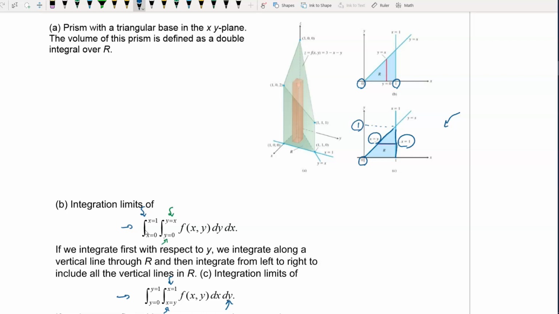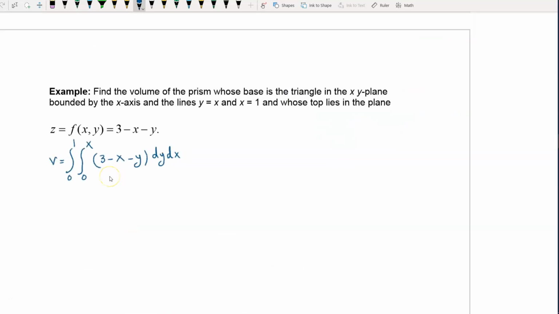The interval for y is from 0 to x, and for x it is from 0 to 1, based on what we had on this part, and we use this vertical line to find these intervals. So that's where we have the double integral of 3 minus x minus y dy dx. For y, our interval is from 0 to x. So here we had y equal to 0, and here we have y equal to x.